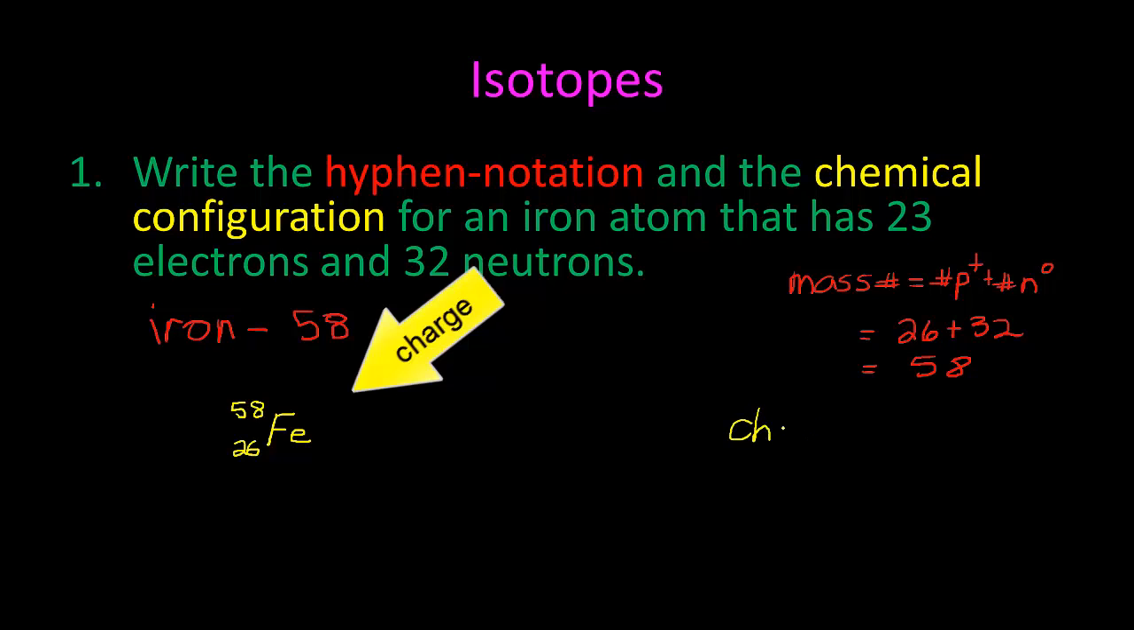So the charge is simply the number of protons minus the number of electrons. So we've got 26 minus, and it says we have 23 electrons. And that is 3, and that's a positive number. So our iron will have a 3 plus.